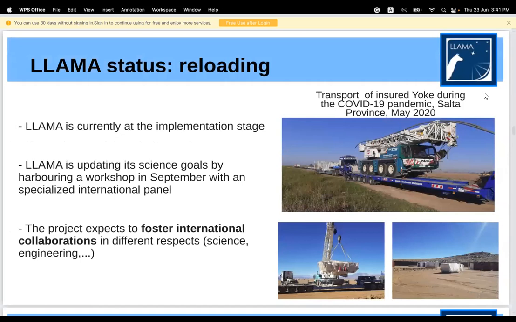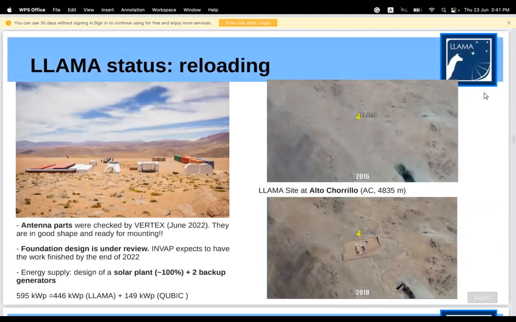This is the transport of the piece of the antenna that was damaged in a previous attempt to bring it to the site. LLAMA is currently at the implementation stage and is updating its science goals. We will host a small workshop with an international panel in September. And the project expects to foster collaborations with international partners in science and technology.